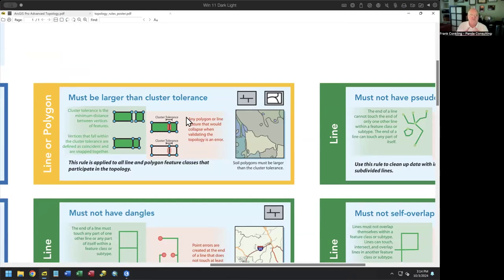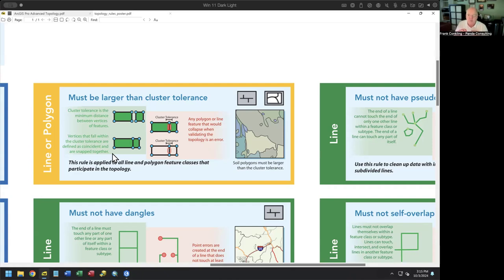And what this rule says is that it applies to all lines and polygon features that participate in there. And it wants to know whether or not the points themselves are located larger than the tolerance in here. So vertices that fall within the cluster tolerance are defined as coincident and snap together.